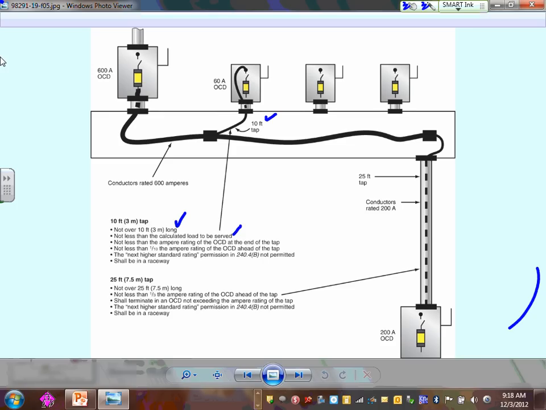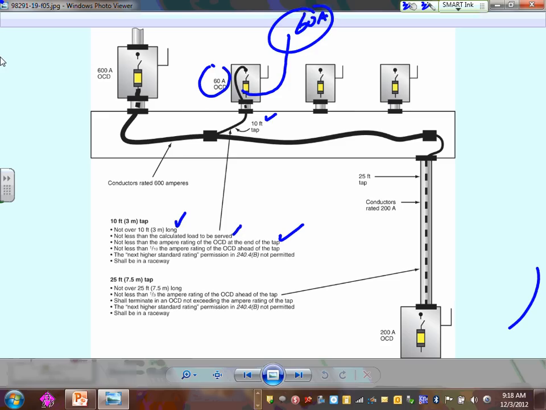So right here, if I'm tapping a 60 amp, the calculated load that's going to be fed from here has to match the conductor, right? So if I'm tapping a 60 amp, it's a 60 amp, and the load cannot be more than 60 amp. Cool. Is my conductor not less than the amp rating of the overcurrent protection device? It has to land with an overcurrent protection device of 60. Can you guys see that? Not less than 1/10 of the overcurrent protection device.